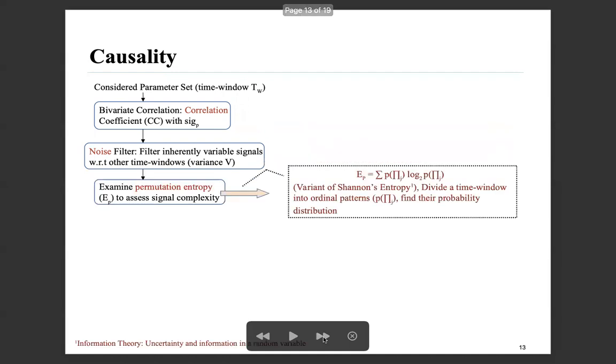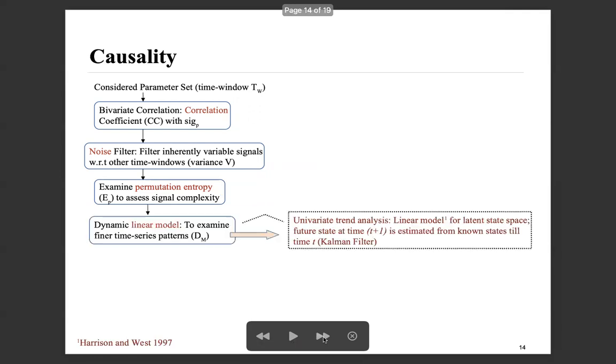Next, we calculate the permutation entropy, which is a variant of Shannon's entropy from information theory. So we split the time window into multiple sub-patterns or ordinal patterns and find the probability distribution across those patterns. The intuition is, if entropy is high, there's more complexity and chaos in the time series. So it's more likely to be indicative of anomaly.